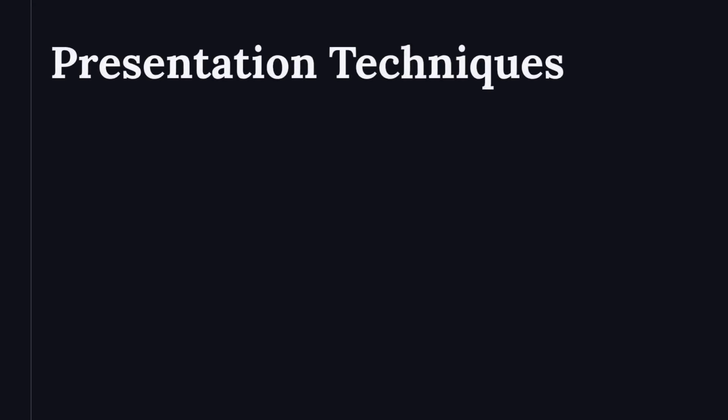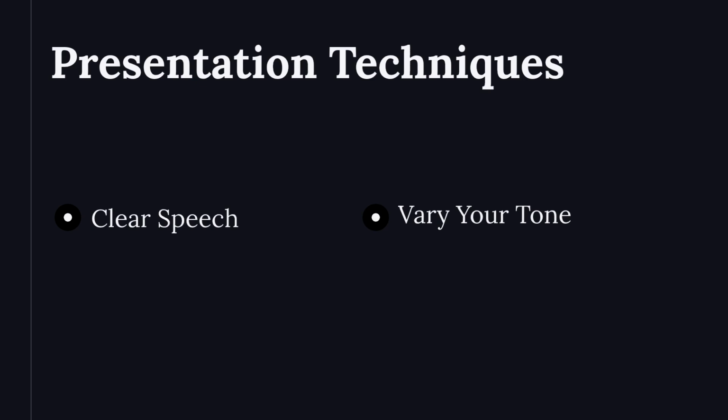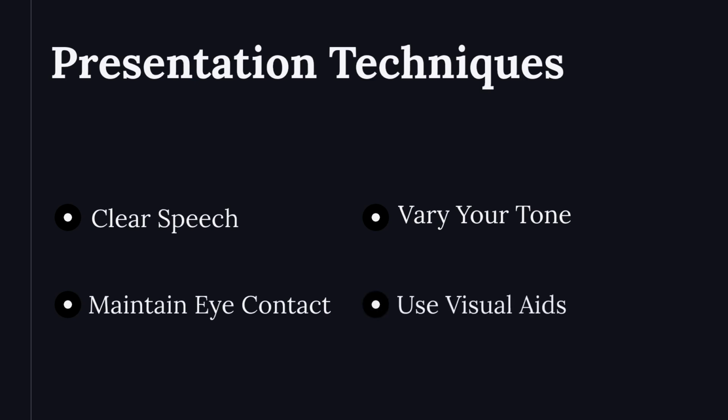Record a 12 to 18-minute presentation. Focus on clear speech and varying your tone. Maintain eye contact with the camera for engagement. Use visual aids effectively to support your points. Review your recording to identify areas for improvement.